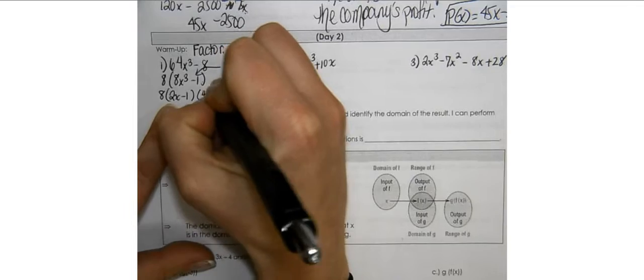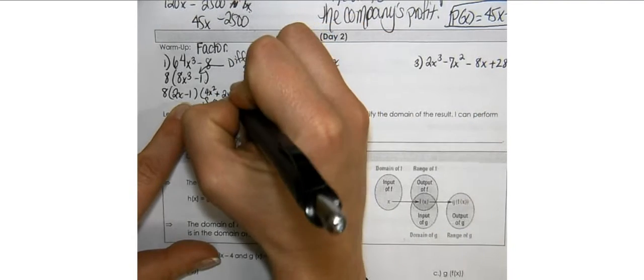2x squared, that is 4x squared. Don't forget to square the 2. Opposite of a minus is a plus. Product, 2 times 1 is 2, so we have 2x. And then squared, negative 1 squared is a positive 1. And that is the answer for the first one.